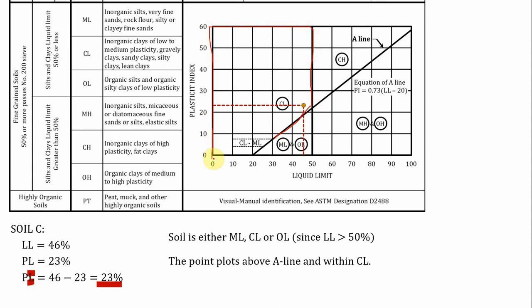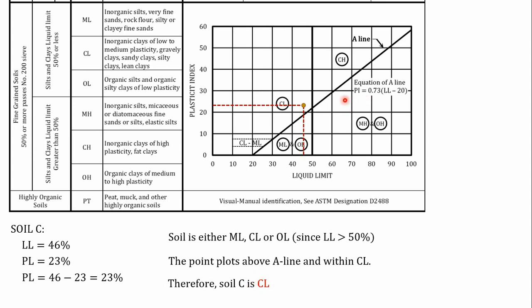That region, class, this region here. Not this one, class, because this shaded one is the CL to ML category. The region here represents CL. Since our point intersects the region of CL, we can conclude, class, that our soil C is CL.